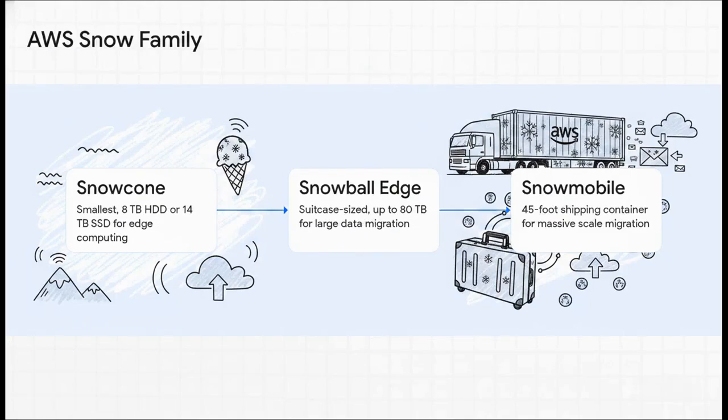But what if you have so much data that uploading it over your internet connection would literally take months? When you need massive physical data migration, AWS offers the Snow family. It scales up from Step 1, the AWS Snow Cone, which is super small and portable, to Step 2, the Snowball Edge, a suitcase-sized device for larger transfers. And then there's Step 3, the Snowmobile, which is literally a 45-foot shipping container pulled by a semi-truck to move exabytes of data. You load your data onto these physical devices and mail them straight back to AWS.